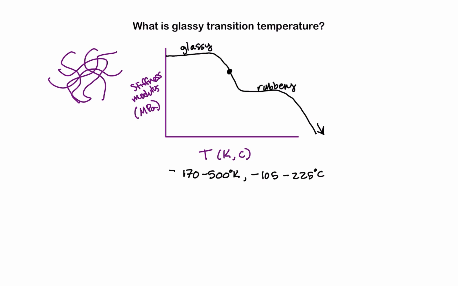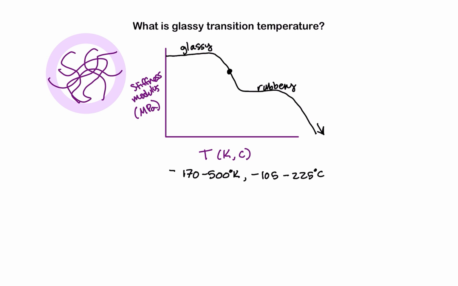And this glassy transition temperature will move depending on the mobility of the polymer chain. So these chains we have over here, how easily they're able to move will change depending on their weight, their size, and, again, the temperature that they are at. So that is the glassy transition temperature.